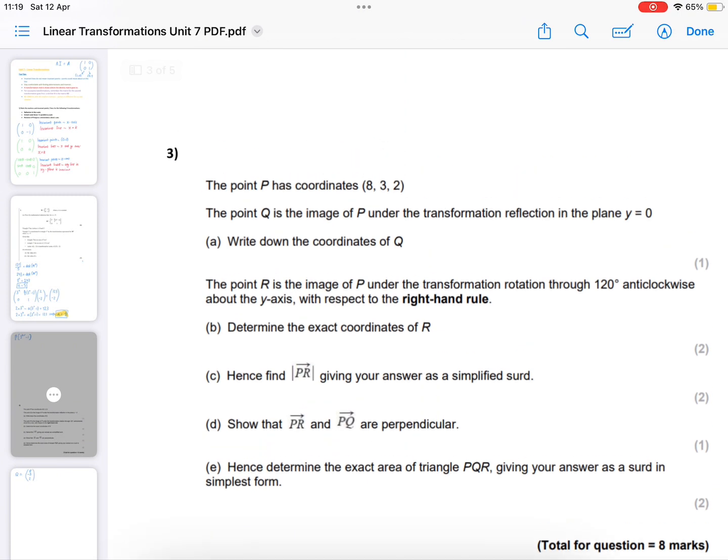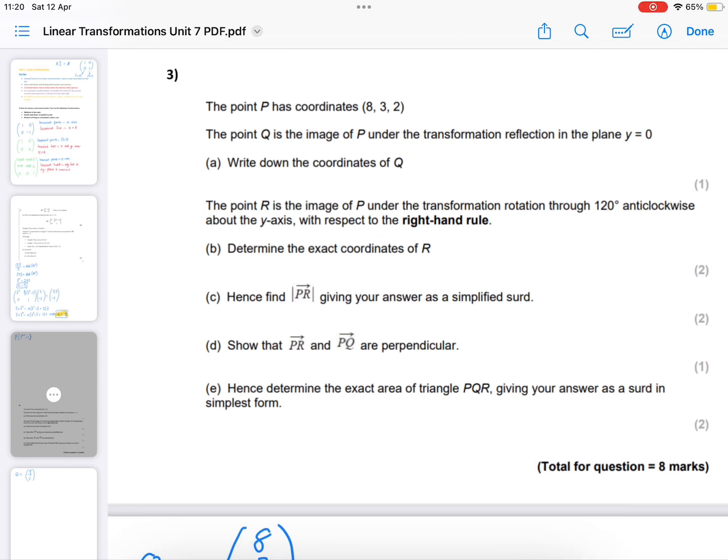And then we've been told the point R is the image of P under the transformation rotation through 120 degrees anti-clockwise about the y-axis with respect to the right-hand rule. The right-hand rule bit is not something which they put in exam papers really anymore, or potentially they do, but it's always the right-hand rule. Don't worry about that. It's just normal multiplying matrices and exactly how we usually deal with them.